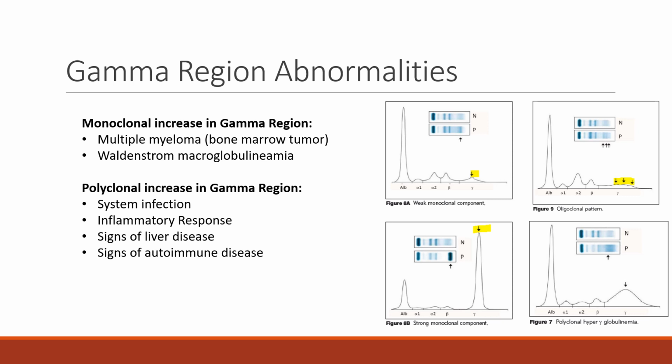A polyclonal increase would indicate multiple regions within our gamma globulin region, such as in this figure where we see three peaks, or one large broad peak. So typically if we get one large broad increase, that might be a systemic or an acute inflammatory response by our immune system.